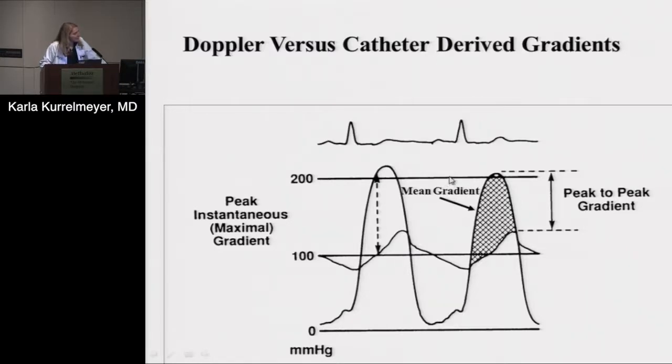What it's showing you is that the mean gradient determined by Doppler is just all these modified Bernoulli, 4V squareds that the computer calculates and then divides by the number of measurements to get the mean. The peak to peak, as you can see, is not really equal to the mean because it occurs at two different time points. So the peak to peak is going to be somewhat lower than the mean gradient. Because as you can see, it's measuring from here to here, and it's missing all of these. And these are the largest of the 4V squareds, if that makes any sense.